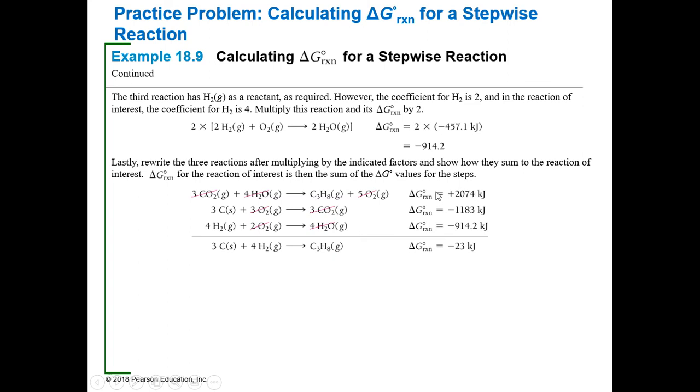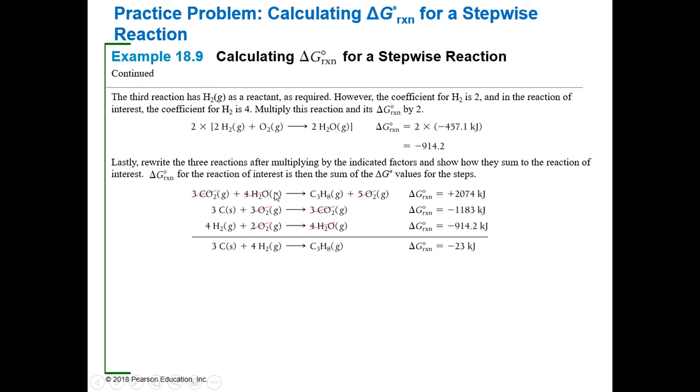Now they're crossing out the same things on both sides. So let's look up here. Here we have 3 CO2s. Over here on the right, we also have 3 CO2s. So they cross them out. On the left, we have 4 waters. Looks like down here we have 4 waters. So they cross those out. Also on the left, we've got 3 O2s, but we also have another 2 O2s. So we've got 5 O2s on the left. We can cross those out with these 5 O2s on the right. So once everything's crossed out, we just write what's left. So we've got 3 carbons, we've got 4 H2s, and we've got C3H8.